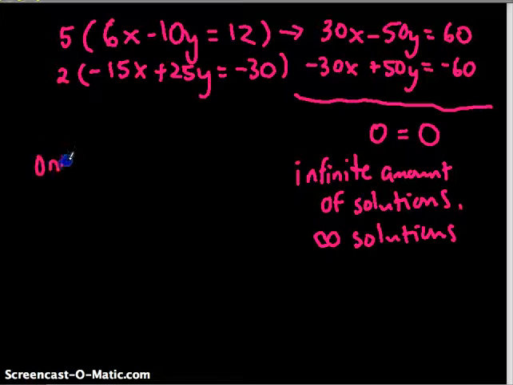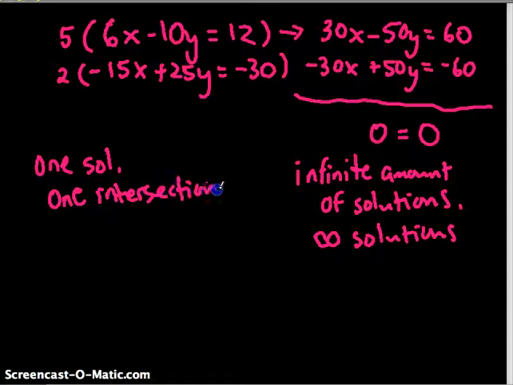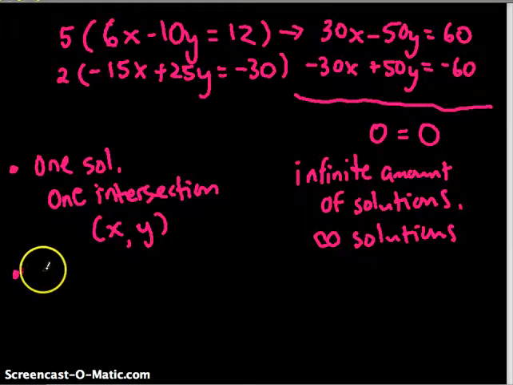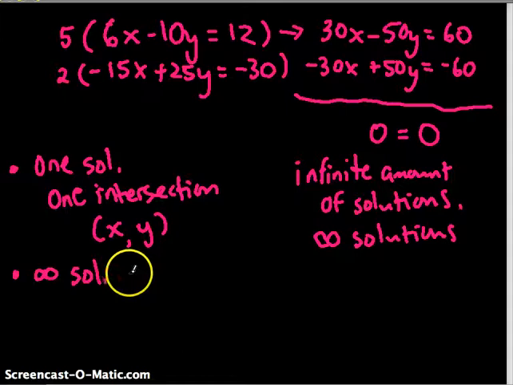We could have one solution or one intersection point, right? One intersection. And that's given in a coordinate pair. We got an xy value when that happens, right? So there's one possible solution for a system. The other is that we have an infinite amount of solutions. Infinite amount of solutions, that's where if we were to graph it, we would graph the same line.